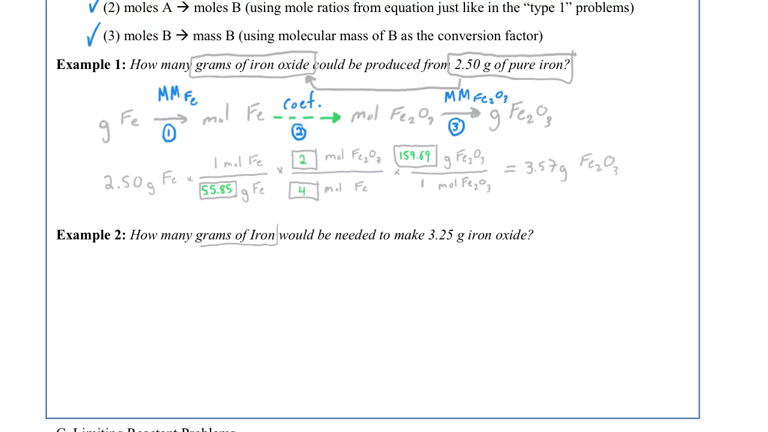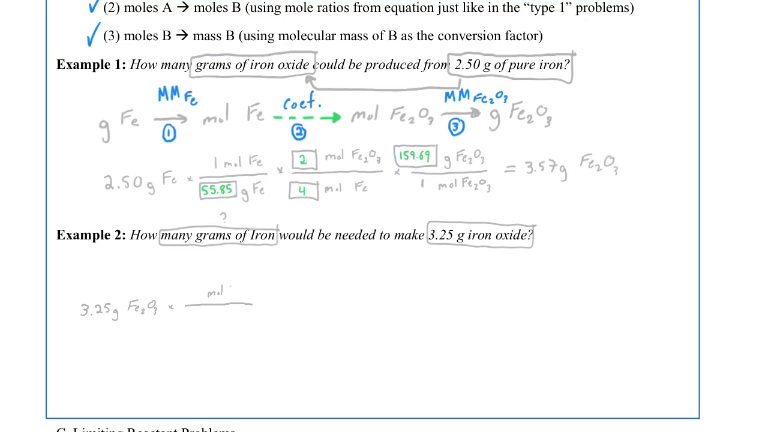All right, let's do one more example of this. What if we had to go the opposite direction? So in this example, we see how many grams of iron, which is the starting material, would be needed to make 3.25 grams of the product. So we're going from the product to the starting material, our product being iron oxide.